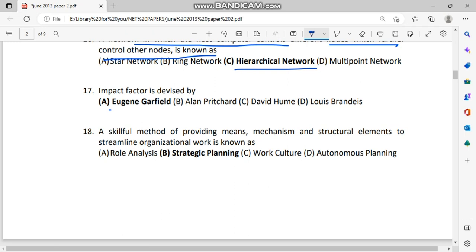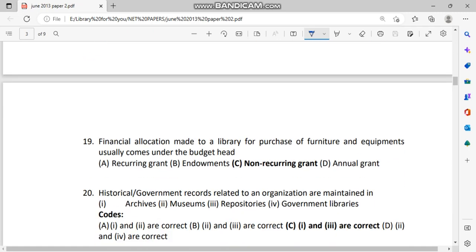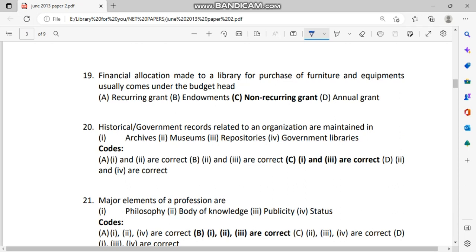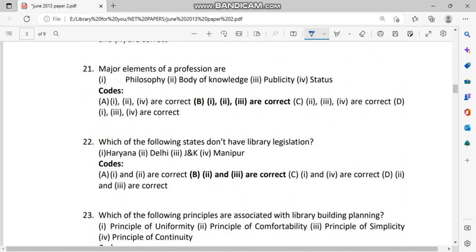Impact factor is devised by Eugene Garfield. A skillful method of providing means, mechanism and structural elements to streamline organizational work is known as strategic planning. Financial allocation made to a library for purpose of furniture and equipment usually comes under the budget head non-recurring grant. Historical government records related to an organization are maintained in the archives and repositories. Major elements of a profession are philosophy, body of knowledge and publicity.